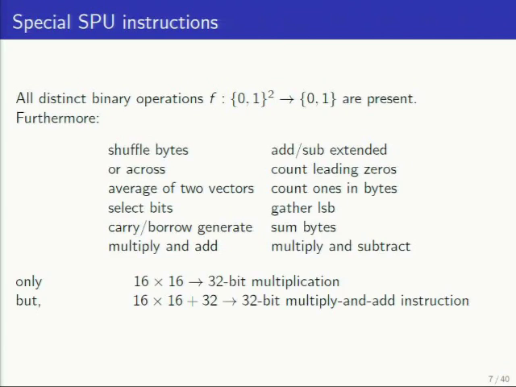So another feature of this architecture is that it has a really rich instruction set. For instance, all the two input, one output binary functions are available. So this is already a feature which is not available in the x86 architecture. Furthermore, it has this whole scala of different instructions, for which the shuffle bytes is a really interesting instruction, which is also available in the SSE extensions. But since we will be mainly interested in doing fast arithmetic, let's have a look at the multiplication instructions.